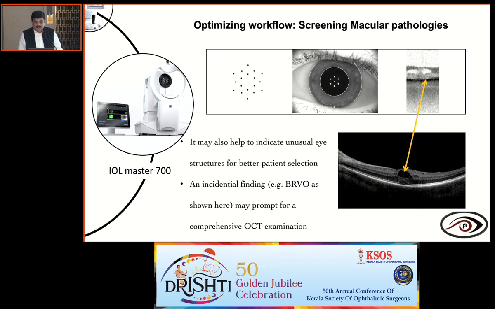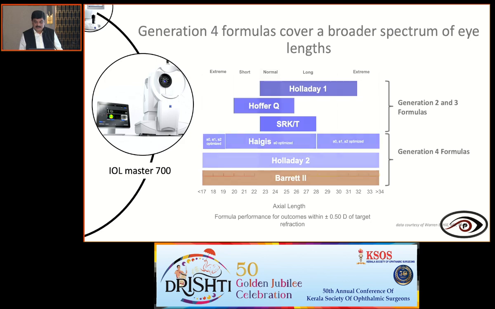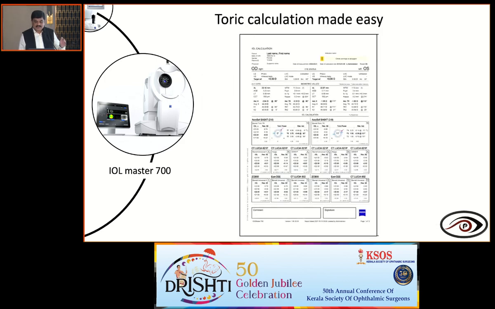Another advantage is that it also helps in looking at the macula, especially in patients with BRVO, so that you can refer them to the retina. And it can also take all the four formulas like Holladay 1, Hoffer Q, SRK/T, Haigis, Holladay 2, and Barrett. So all four generation formulas it can take out. So nowadays, even with the newer model, I think you need not bother to go into their calculator. With the IOL Master 700 printout only, you can work out exactly where you have to put the lens.